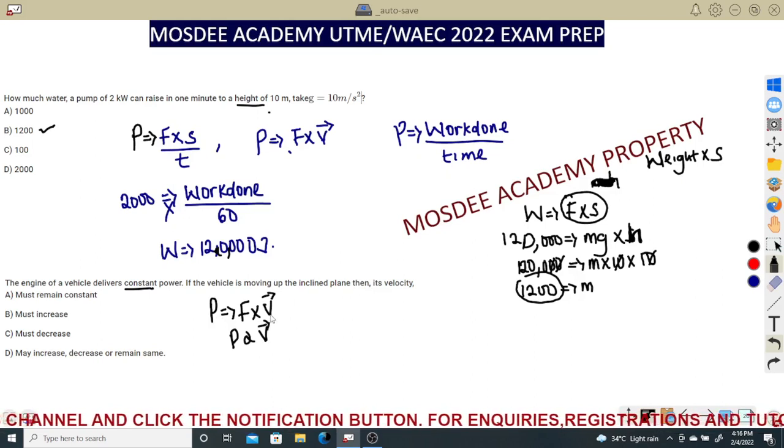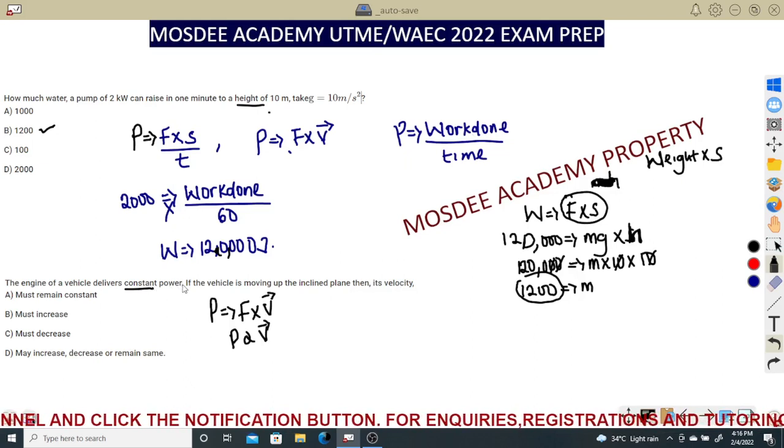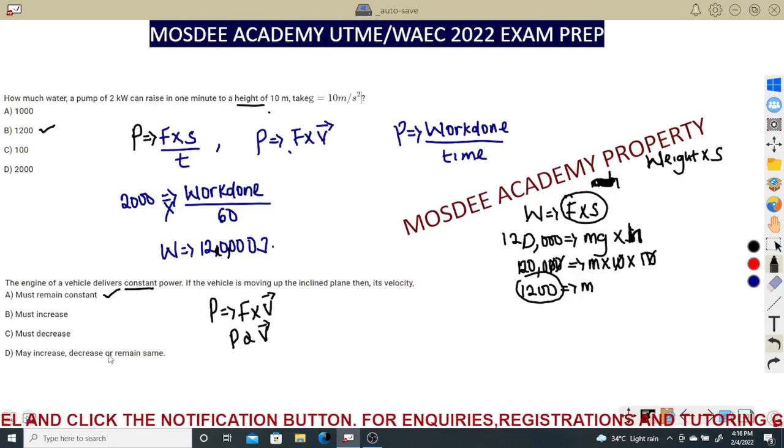But here, power is proportional to velocity. So this type of power is called instantaneous power. Average power, which is work done over time, does not depend on velocity. When power is constant, we say velocity is constant, as power is proportional to velocity. So the answer to this one is that its velocity will also remain constant. I hope you understand the illustration about that one.